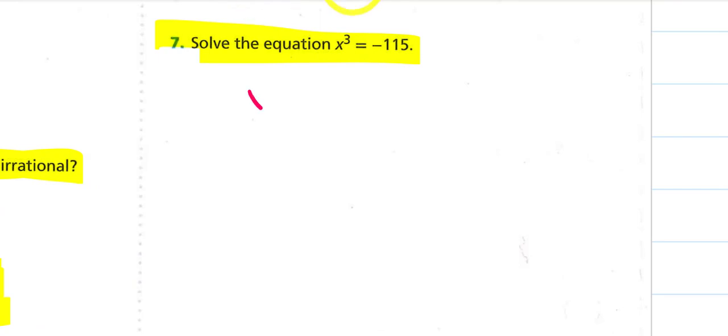So here we have x cubed equals negative 115. This is a cubed root. So I'll ask you now, how many solutions should we have? Let's see if you can answer that. If you said 1, then that would be correct.